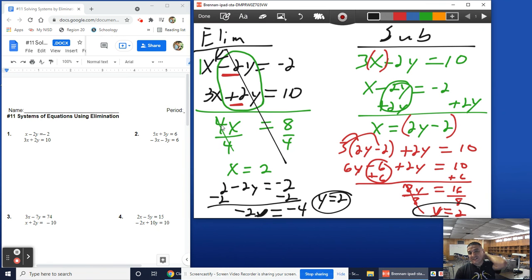So we're showing how, if it's set up correctly, elimination could be faster, right? Either way, I got the same answer. My answer is 2, 2, right?